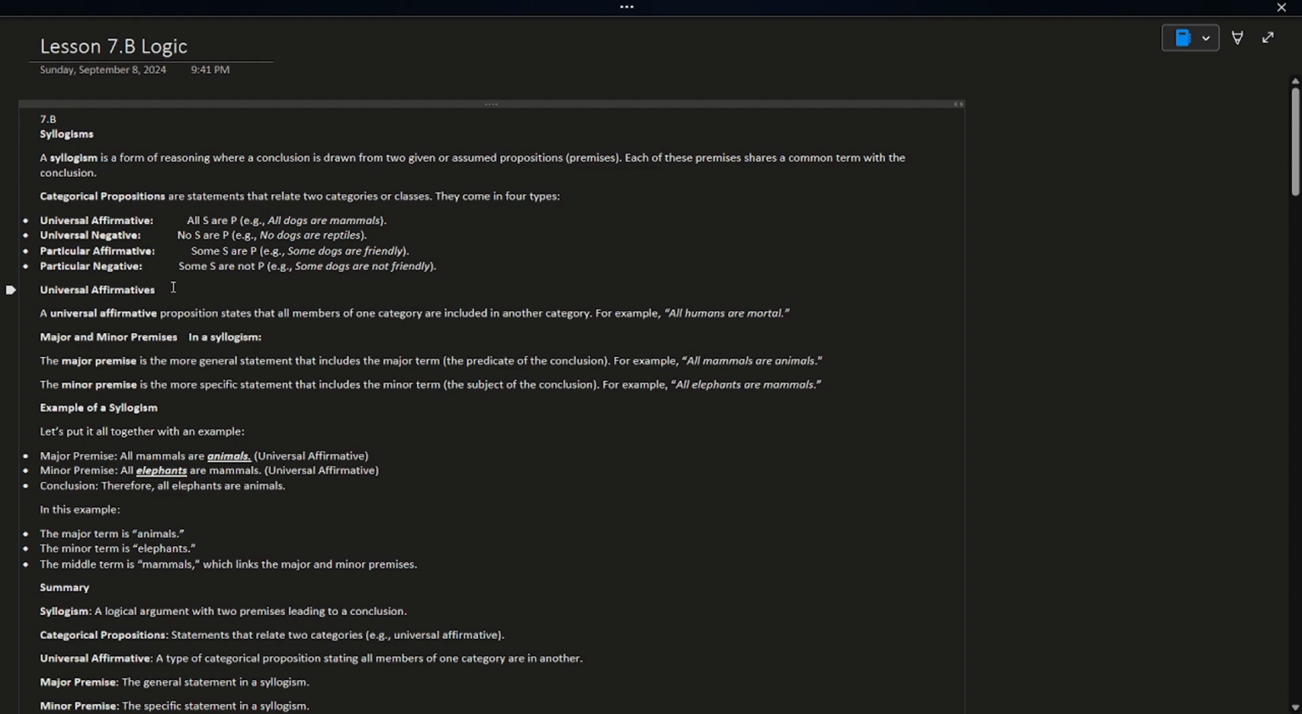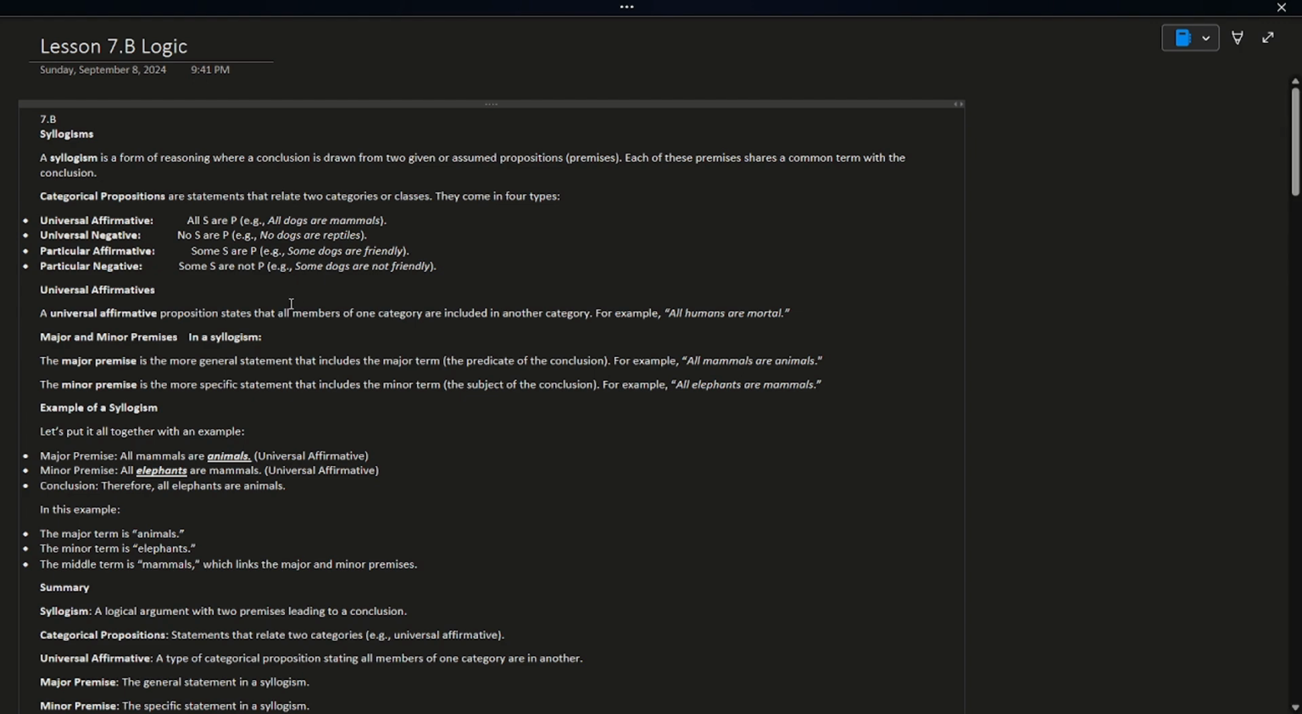Let's go more over the universal affirmatives here. A universal affirmative proposition states that all members of one category are included in another category. For example, all humans are mortal. We have major and minor premises in a syllogism, right? The major premise is the more general statement that includes the major term, the predicate of the conclusion. For example, all mammals are animals. The minor premise is the more specific statement that includes the minor term, the subject of the conclusion, basically. For example, all elephants are mammals.